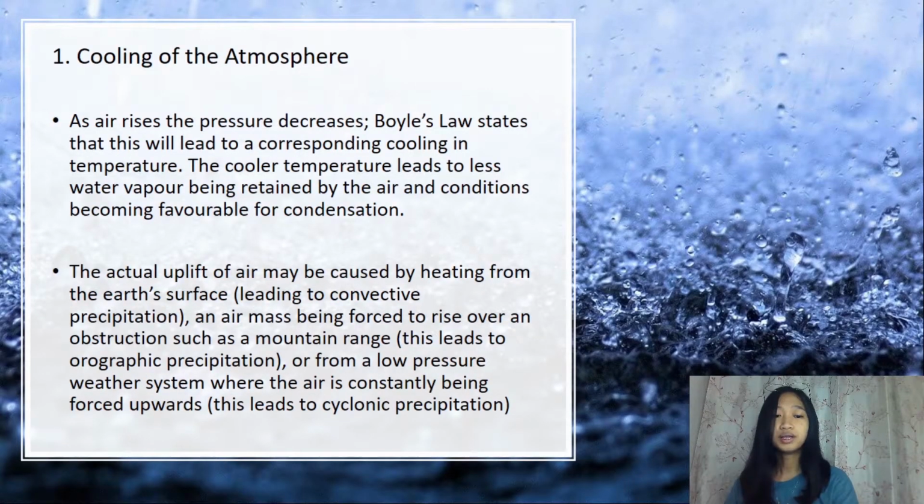For the cooling of the atmosphere, as air rises, the pressure decreases, as Boyle's law states, and this will lead to a corresponding cooling in temperature. The cooler temperature leads to less water vapor being retained by the air and conditions becoming favorable for condensation. The actual uplift of air may be caused by heating from the Earth's surface, leading to convective precipitation, or by an air mass being forced to rise over an obstruction such as a mountain range. This leads to orographic precipitation, or from a lower pressure weather system where the air is constantly being forced upwards. This leads to cyclonic precipitation.